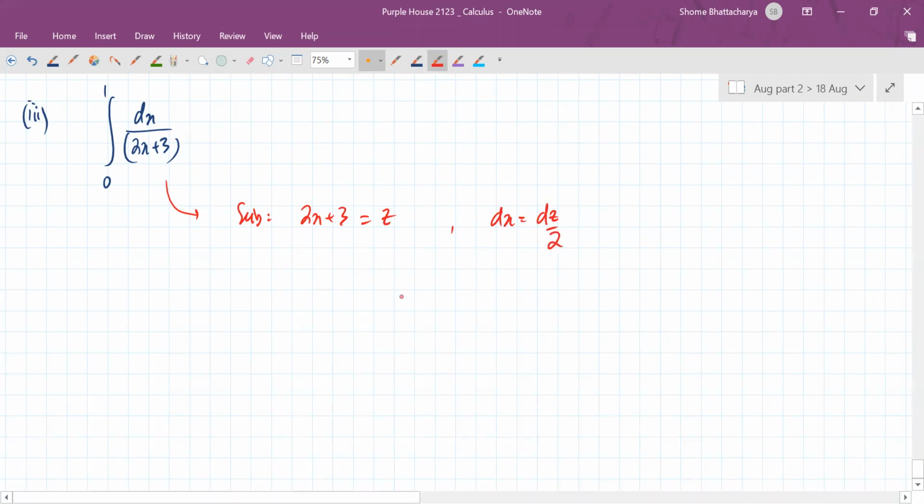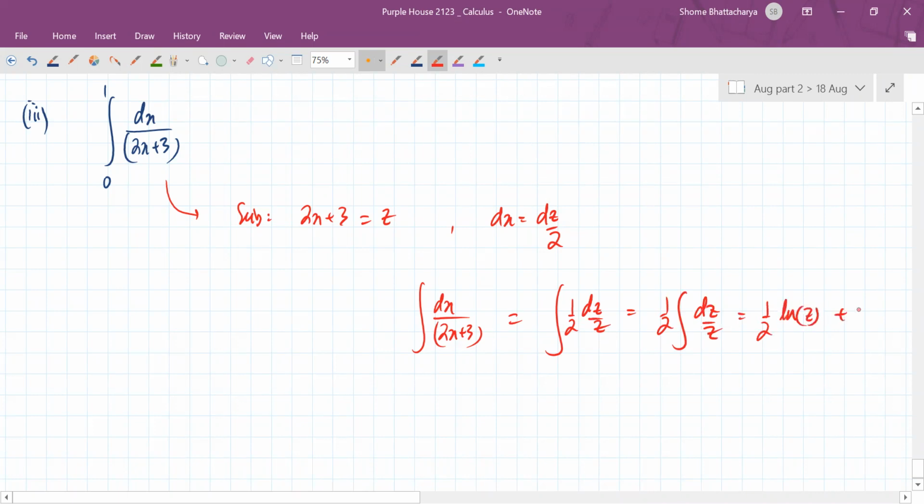Okay. So the integral will become 1 by 2 dz by z. And bring the half outside. So this antiderivative is the ln function. So the integration is 1 upon 2 ln of 2x plus 3 plus c. So this is this indefinite integration.